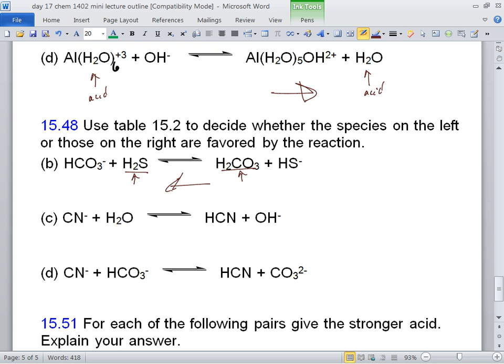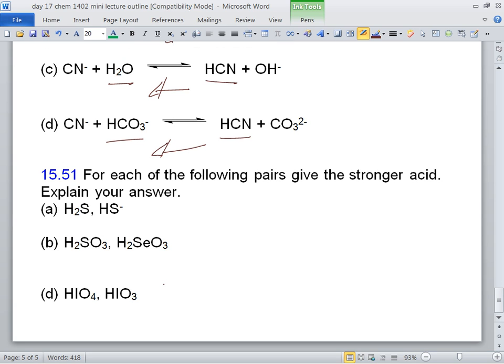H2S. How about C? Andrea, what are the two acids in C? H2O and HCN. The weaker one is? Yeah, H2O. How about D? Bowdy, the two acids are HCO3 and HCN, and the weaker one is HCO3. Okay, good. We're almost done.